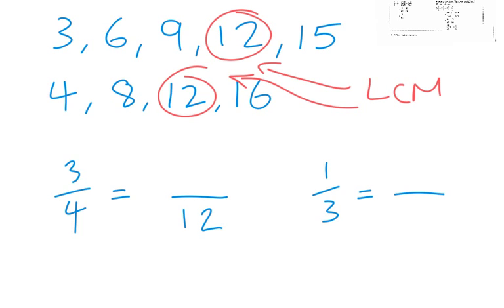So you have to ask yourself, how do I go from 4 to 12? You multiply that by 3. What you do to the bottom, you have to do to the top. So you're also going to multiply that by 3. 3 times 3 is 9.